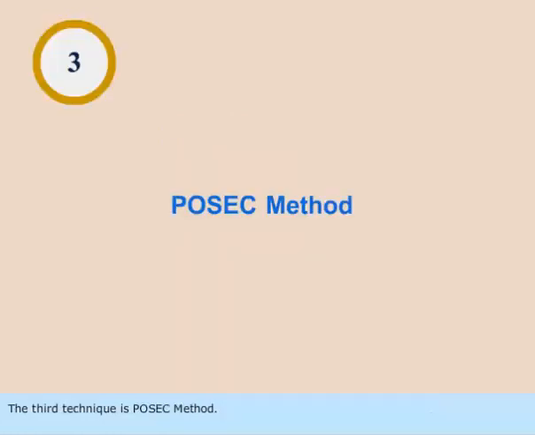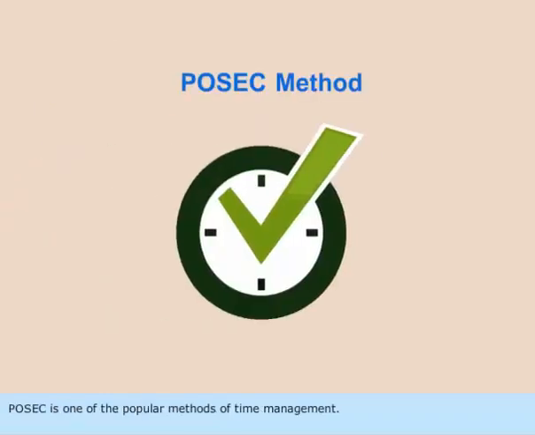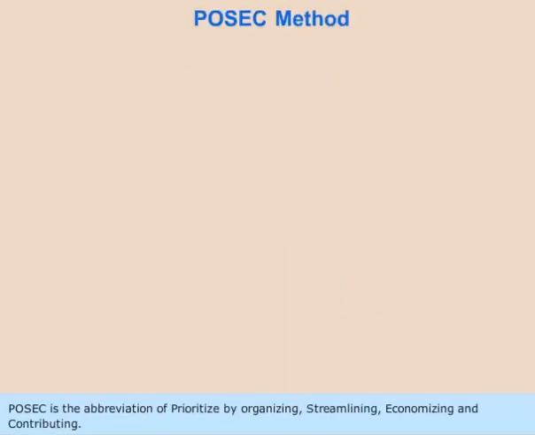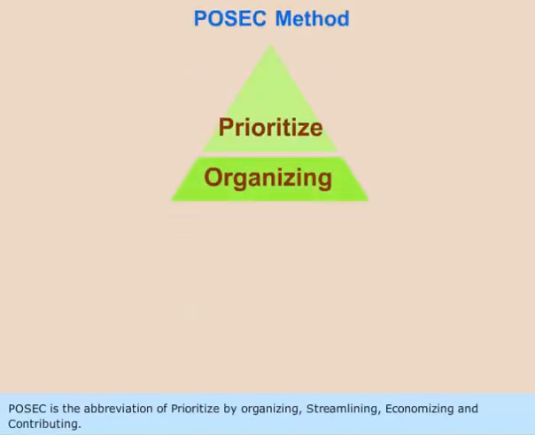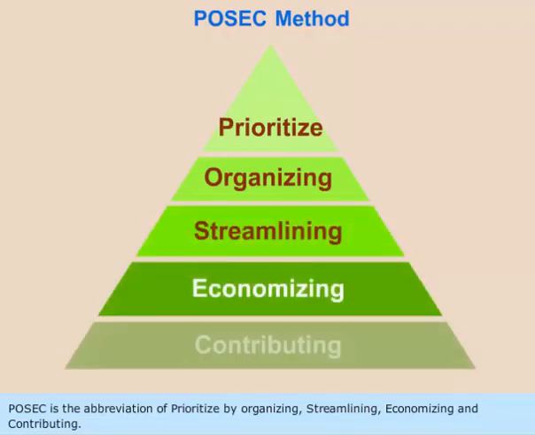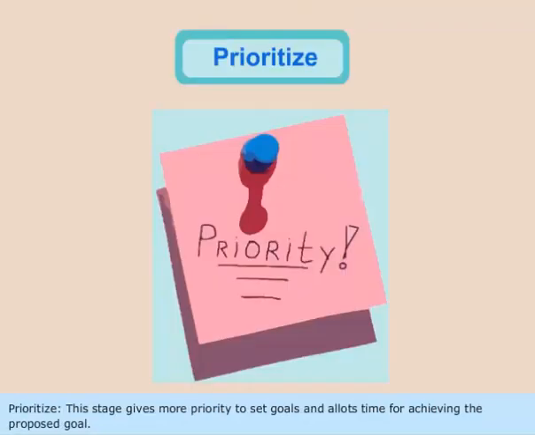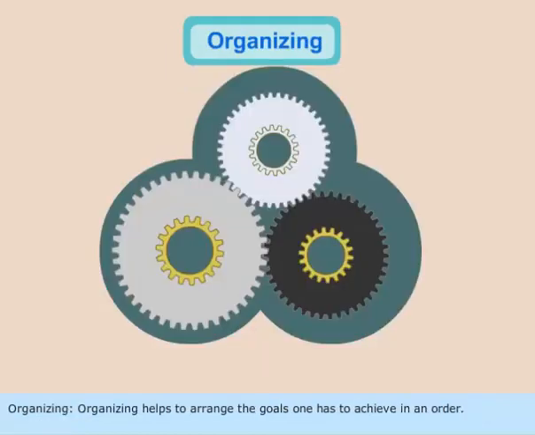The third technique is the POSIX method. POSIX is one of the popular methods of time management. POSIX is the abbreviation of prioritize by organizing, streamlining, economizing, and contributing. Prioritize: this stage gives more priority to set goals and allots time for achieving the proposed goal. Organizing: organizing helps to arrange the goals one has to achieve in an order.